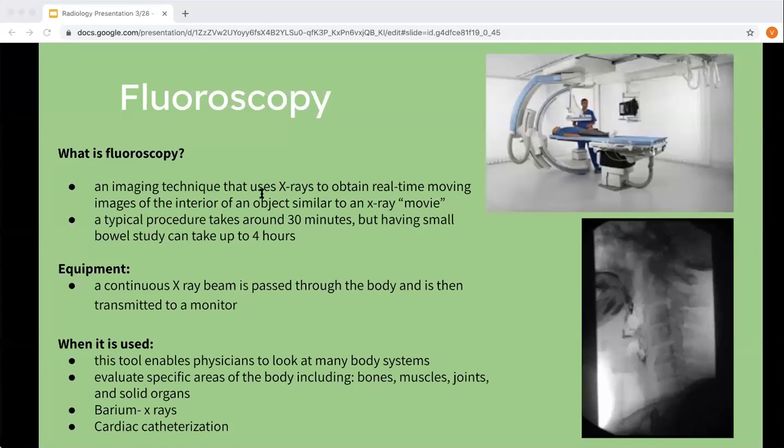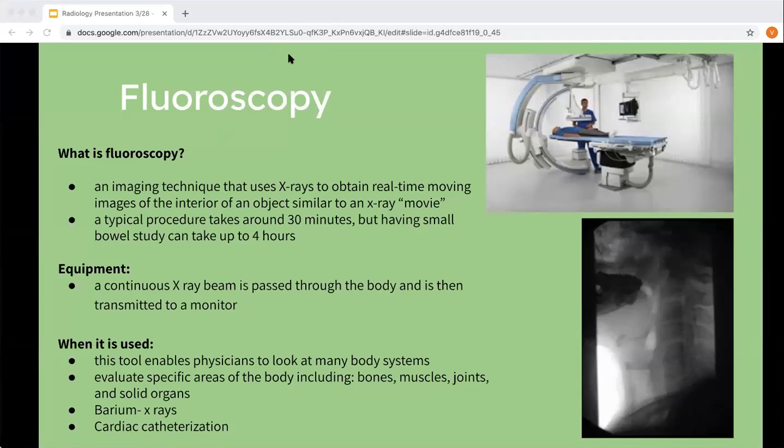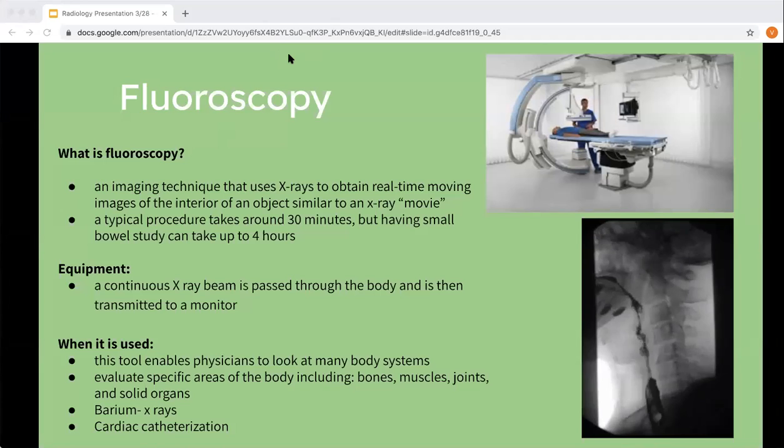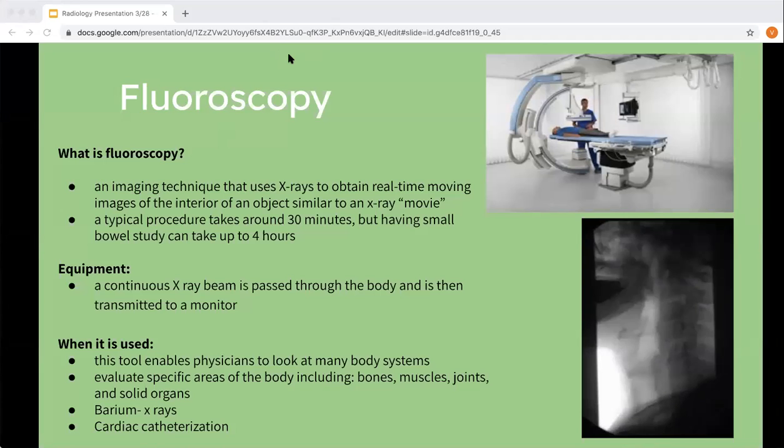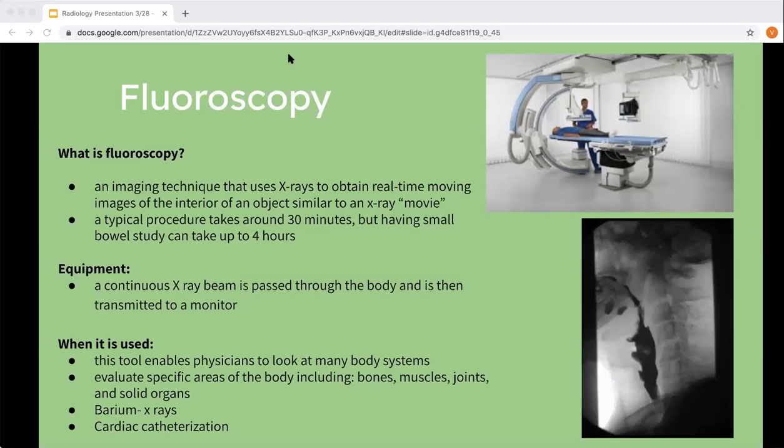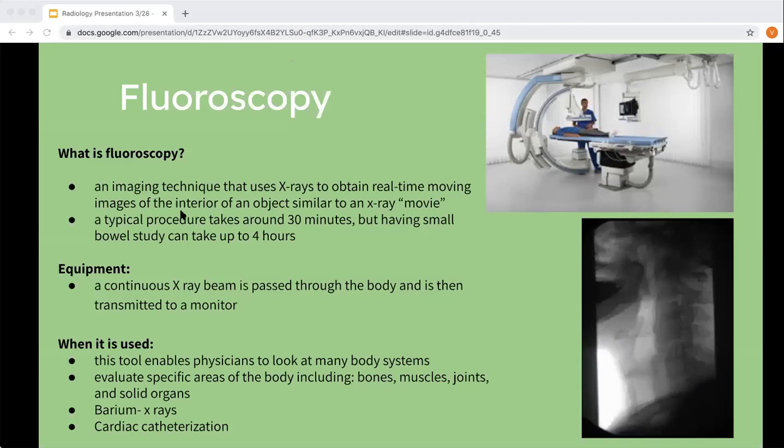During the fluoroscopy procedure, a continuous X-ray beam is passed through the body and is then transmitted to a TV-like monitor so the body part and its motion can be seen in detail. Since you are taking numerous X-rays to watch these active processes, one downside is that the radiation dose can be quite high. This tool enables physicians to look at many body systems, including the skeletal, digestive, urinary, reproductive, and the respiratory system. Additionally, it can be used to evaluate specific areas of the body, including the bones, muscles, joints, as well as solid organs. Fluoroscopy is used in many types of examinations and procedures, such as X-rays and biopsies.